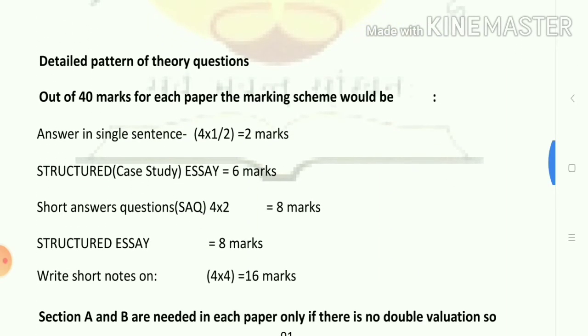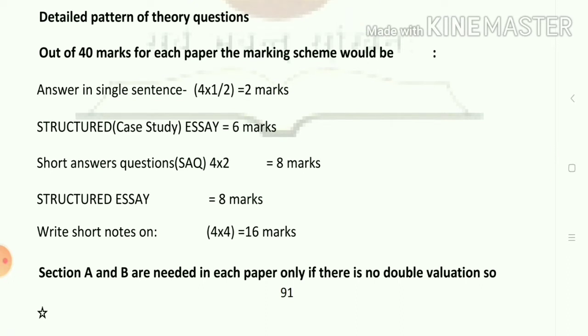So the detailed pattern of theory questions: out of 40 marks for each paper, the marking scheme would be as follows. Answer in single sentence, 4 into half, that is 2 marks. Structured essay 6 marks. Short answer question 8 marks. Structured essay again 8 marks. Write short notes on, 4 questions for 4 marks each, that is 16 marks.